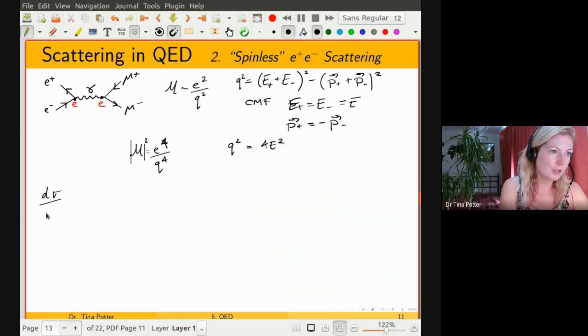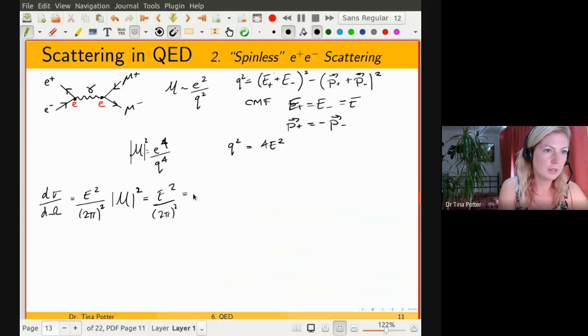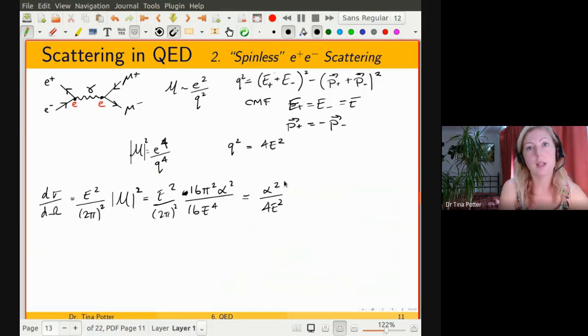Our differential cross section using the Born approximation, again, is 1 over 2 pi squared multiplied by our matrix element squared. So we've got our e to the power of 4, I'm going to replace e to the power of 4 with 16 pi squared alpha squared again. And then Q to the power of 4 here is simply 16 E to the power of 4. Doing the cancellations here, we have alpha squared over 4E squared. And this could be expressed in terms of the Mandelstam variable s, or the center of mass energy itself. A bit like Q here, it's alpha squared over s.